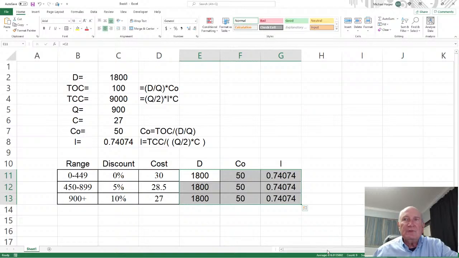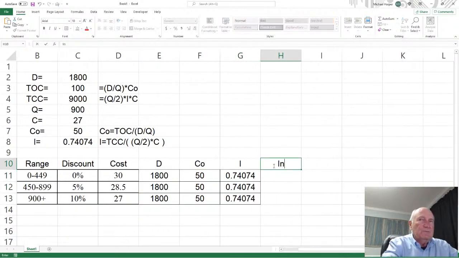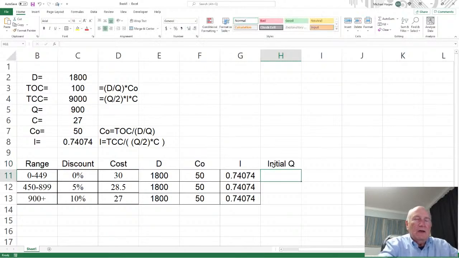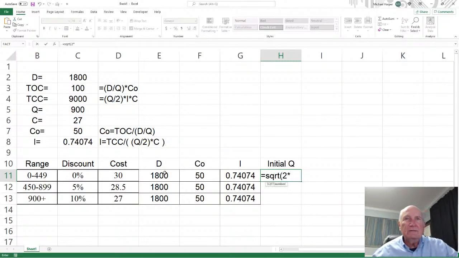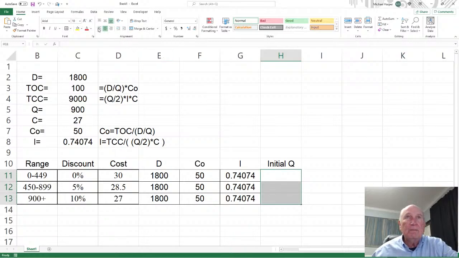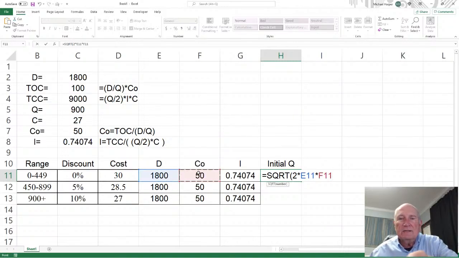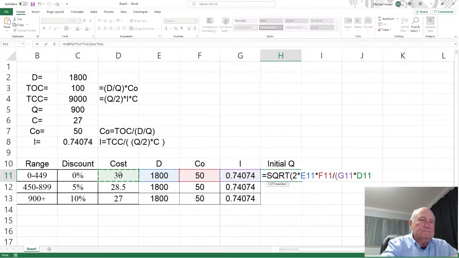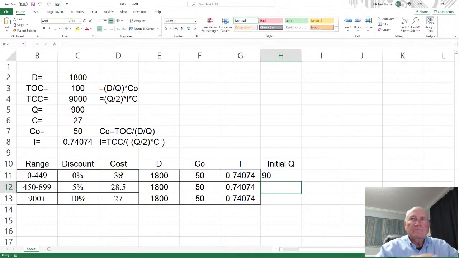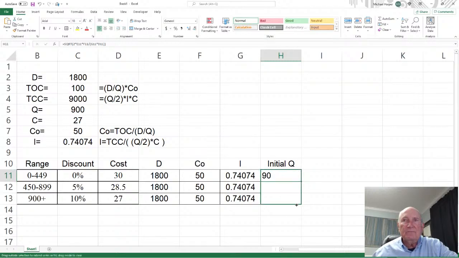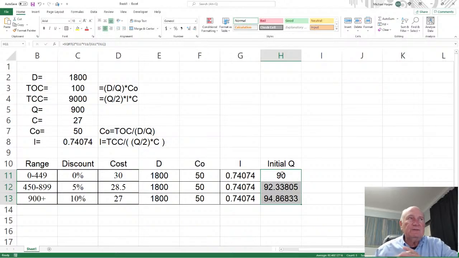So the first thing we want to do is the initial Q, and that's just the EOQ equation. That's the square root of 2 times our demand times our ordering cost divided by open parenthesis I times the cost. I'm going to left justify these so we can see what we're doing. And there it is. Then we copy that down and center it. So there's the initial Q.